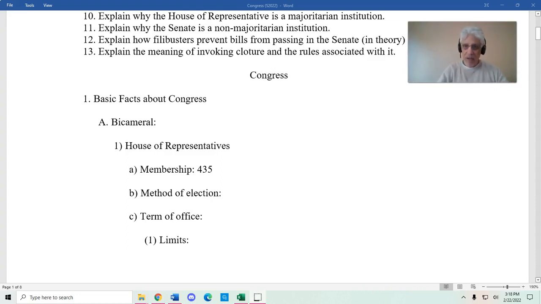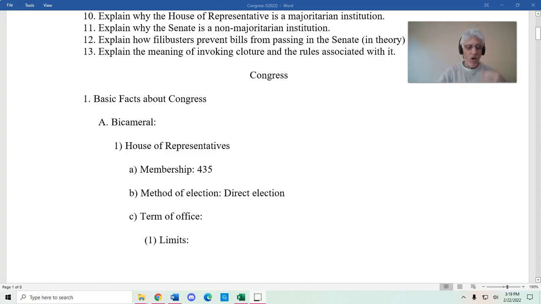In terms of the method by which they're elected, members of the House are elected directly. Now, again, we talked about this when we talked about the Constitution. A direct election just means that you have voters here, you have candidates here, and the voters vote directly for the candidates, and whichever candidate gets a plurality wins. So it's a direct election. What makes it direct? Voters are voting directly for the candidates.